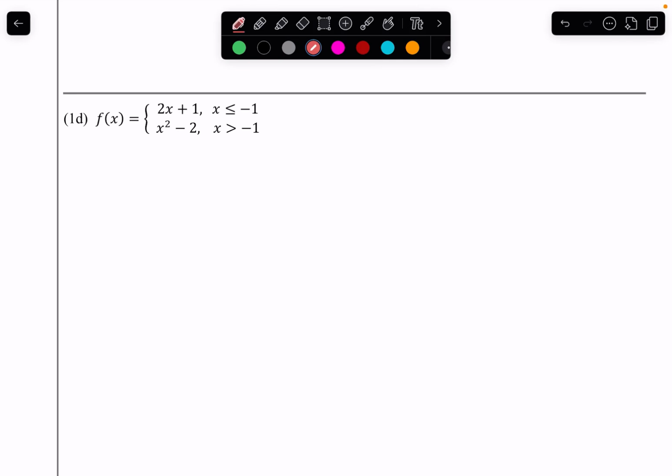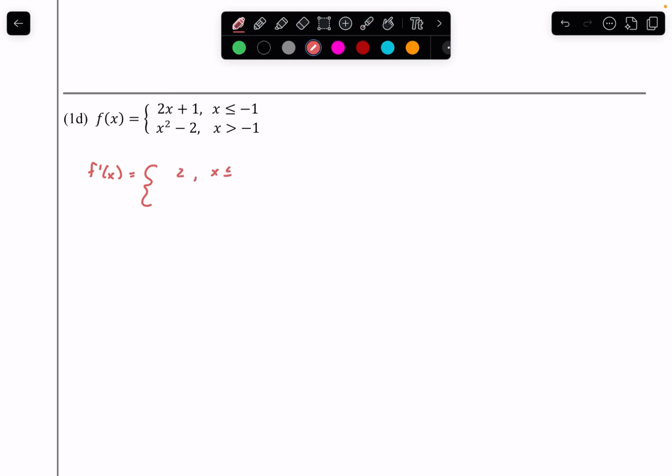We can find relative mins and maxes with piecewise functions also, just have to be a little bit more careful. We do want to start with the same process. We're going to find the derivative, but the derivative is also going to be piecewise. So for the derivative, I'm just going to use the power rule. The derivative here is going to be 2, because that's going to be the slope.